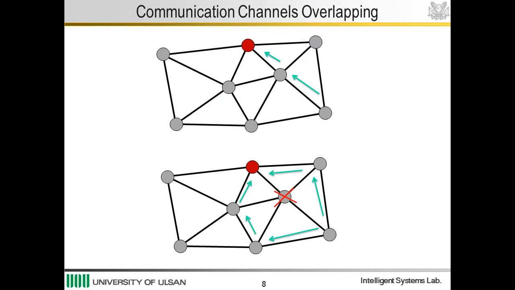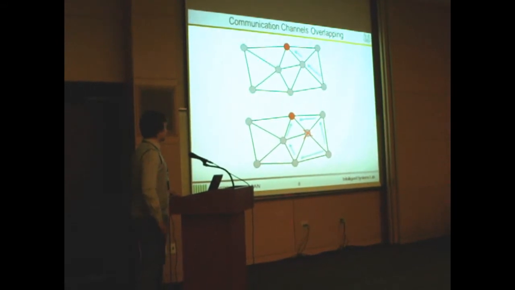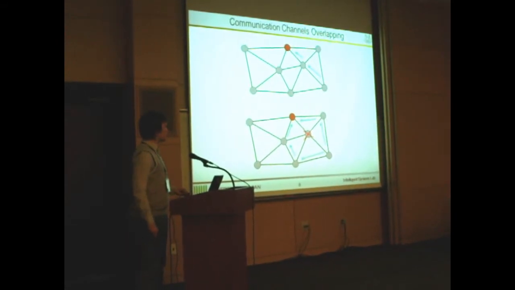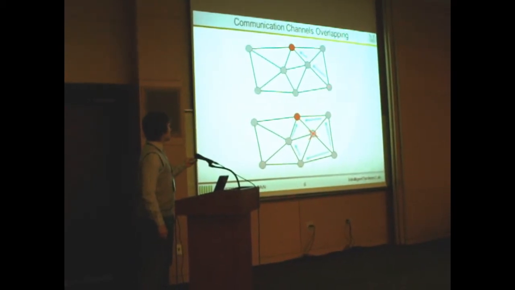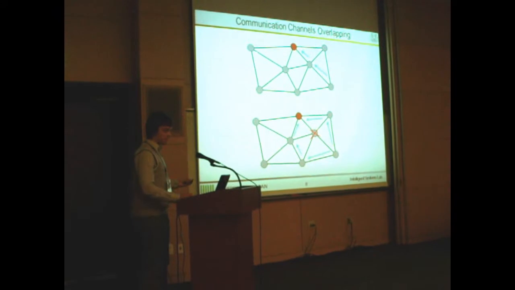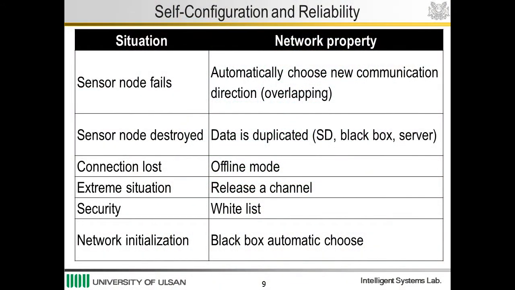To make our network more reliable, we use overlapping. Every sensor node should have more than one way to the data storage. So if one sensor node fails, the ZigBee protocol allows us to automatically search for a new way. To make it possible, we use at least 2 ways to the main data storage, so if a sensor node fails, we use overlapping.